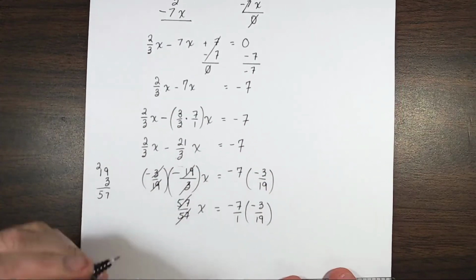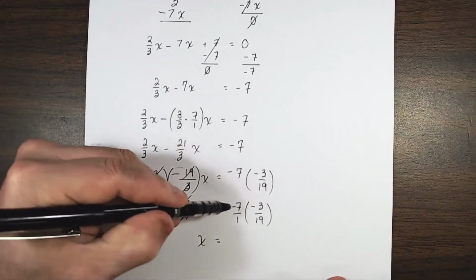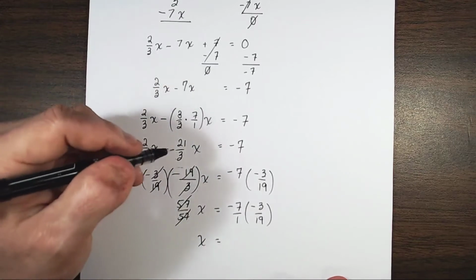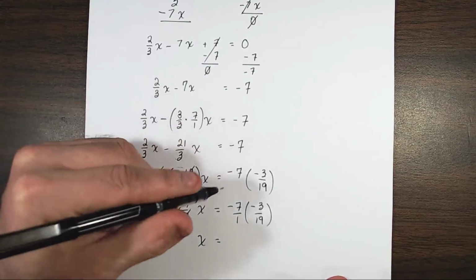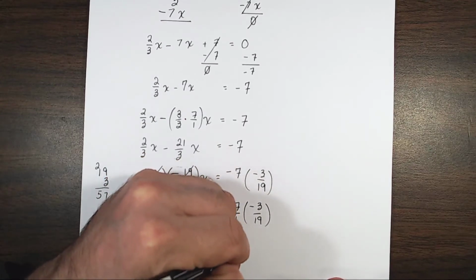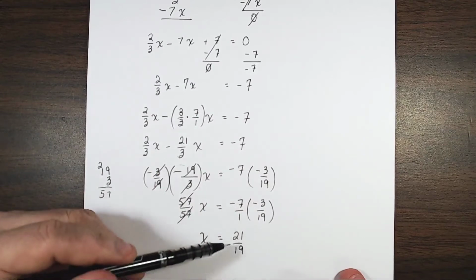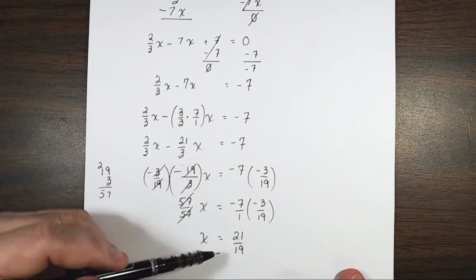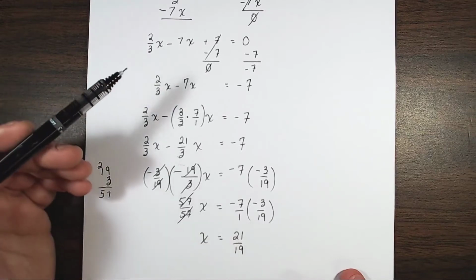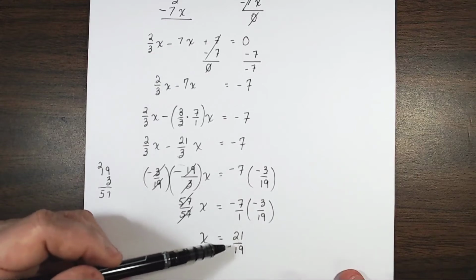So what we end up with is x equals, what is -7 times -3? Well, that's a negative times a negative is a positive, and 3 times 7 is 21. So I end up with 21 over 19. So that's your answer. This cannot be reduced because 19 is a prime number. So we just leave it like that. Your answer choices on the test will be fractions like this.